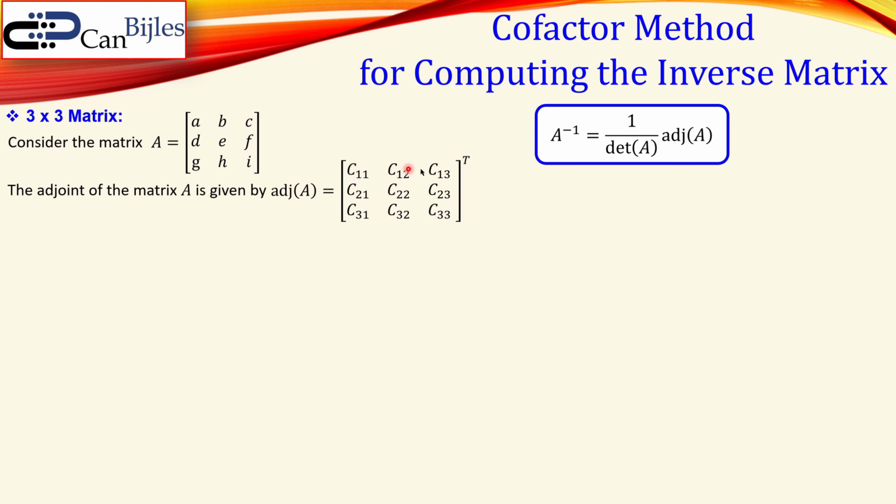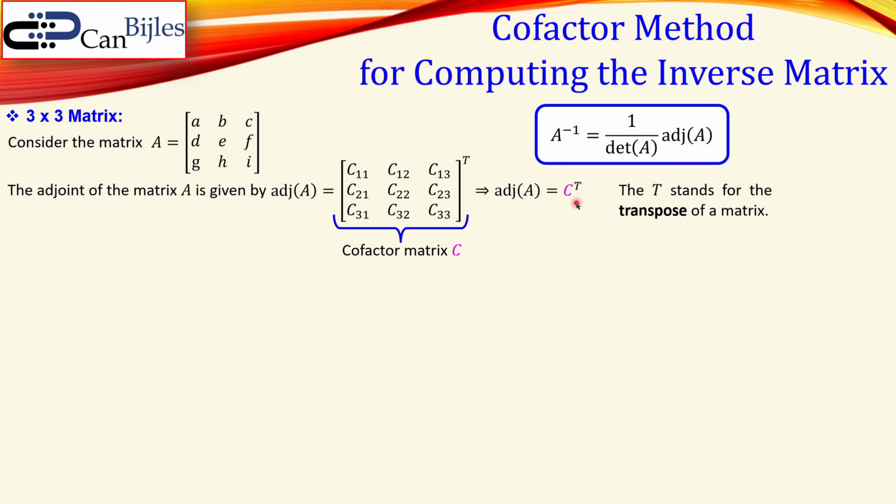We have here now 9 elements, 9 cofactors actually, which is also to the power T, which stands for the transpose of this matrix. So this is the adjoint of this matrix, which is called the C matrix, the cofactor matrix, and this T is called the transpose. We will discuss shortly what the transpose means.